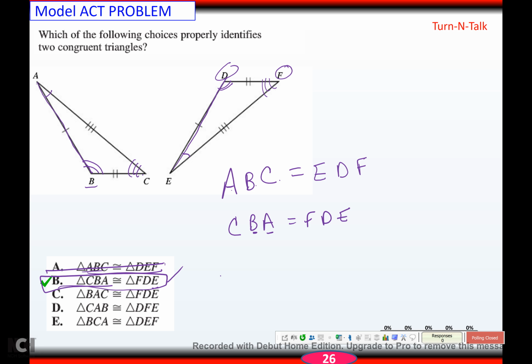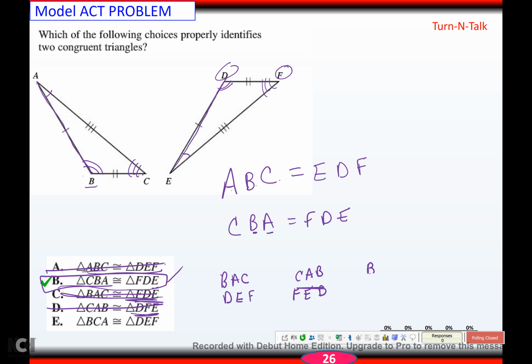For 3 or C, they wrote BAC. Well, B corresponds to D, A corresponds to E, and C corresponds to F. So if this was true, they'd have to write this DEF, and they didn't. Again, if they wrote CAB, well, C corresponds to F, A corresponds to E, and B corresponds to D. They'd have to write this one as FED, and they didn't.